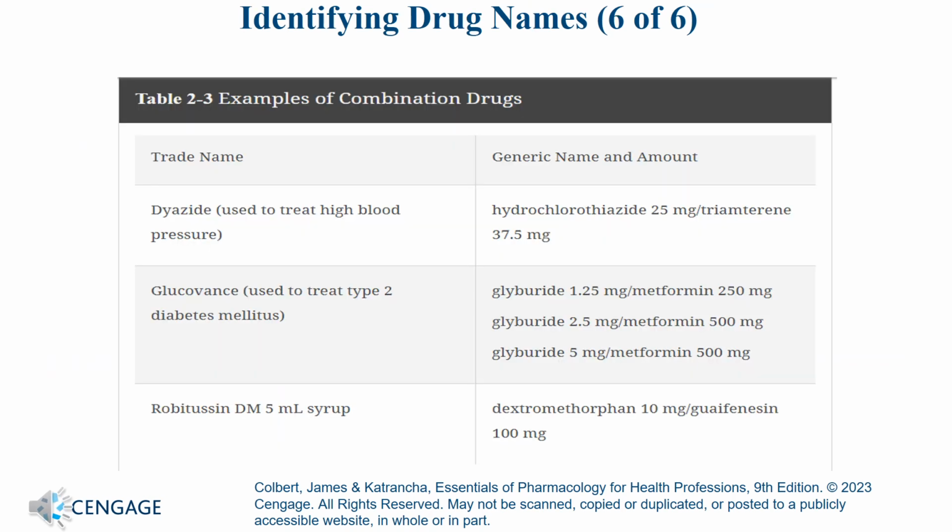Let's take a look at Table 2-3, and here are a few examples of combination drugs. So you see the trade name, which is Diazide. It is used to treat high blood pressure. But let's look at the generic name and the amount. With this being a combination drug, you see hydrochlorothiazide, which is 25 milligrams, and Triamterene, which is 37.5 milligrams. And you can look at the rest of them, the other two, and see the combinations and the amounts.